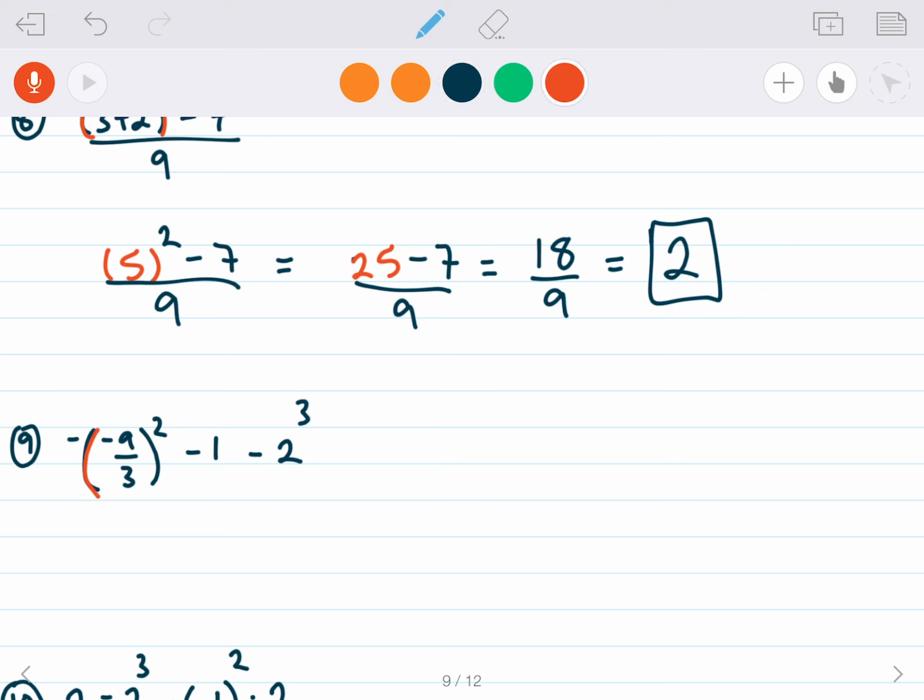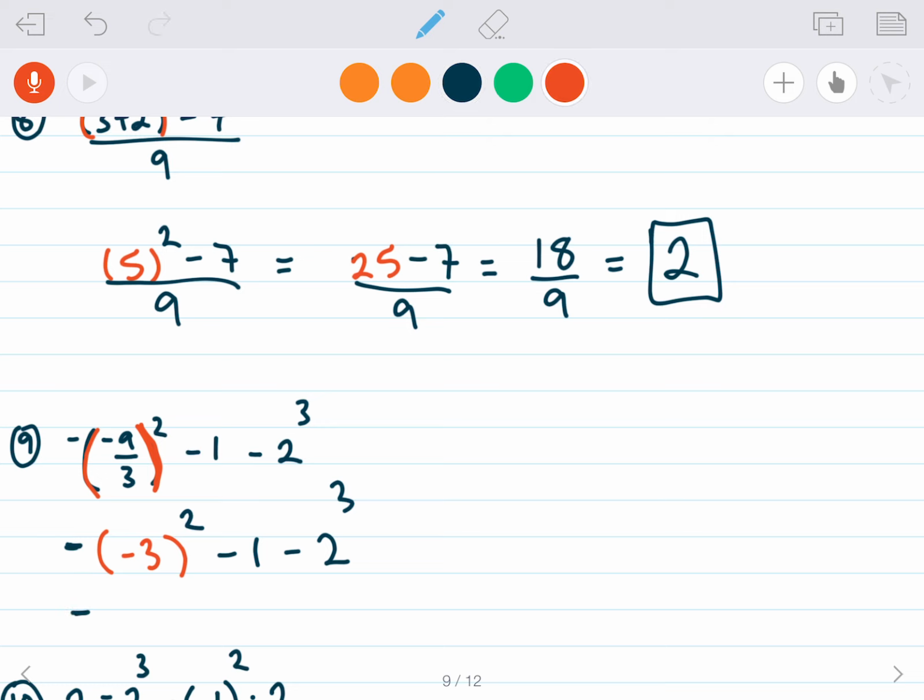So first things first, PEMDAS, parentheses comes first. So I want to first do negative 9 divided by 3. That's going to give us a negative 3. So this is negative 3 squared minus 1. I'm just carrying everything else down. And order of operations says, hey, let's do our exponents next since we took care of the parentheses. Well, the first exponent I see is negative 3 squared. That becomes a positive 9, but notice that I still have a negative on the outside.